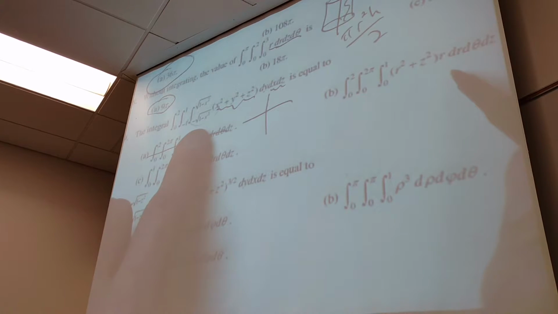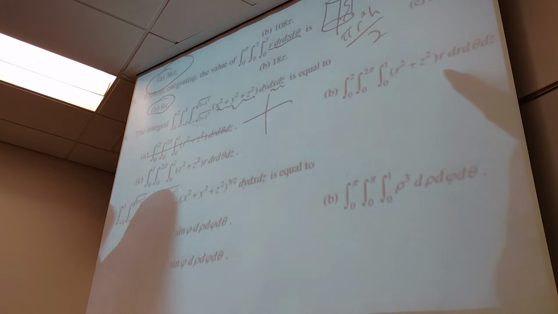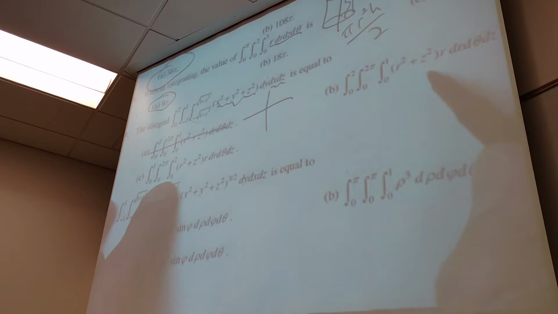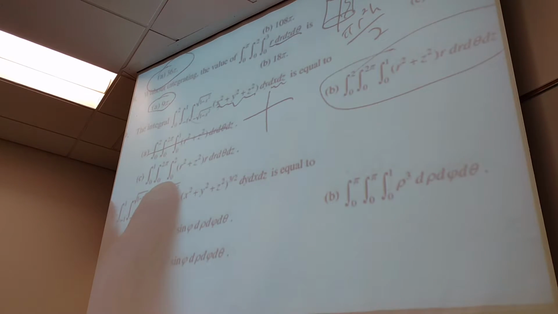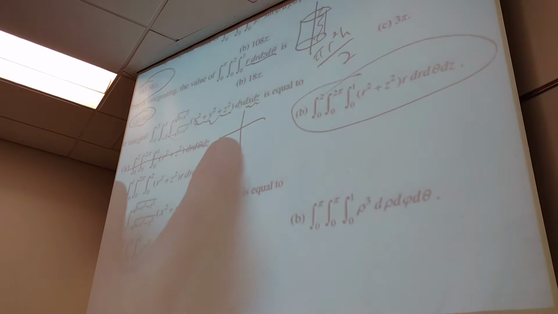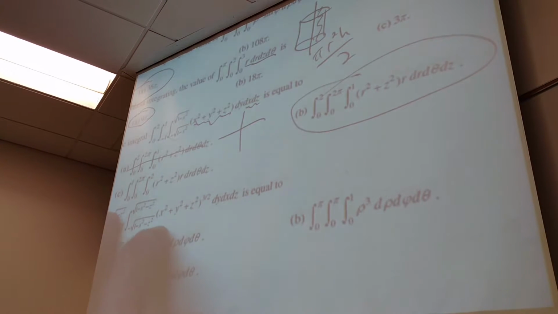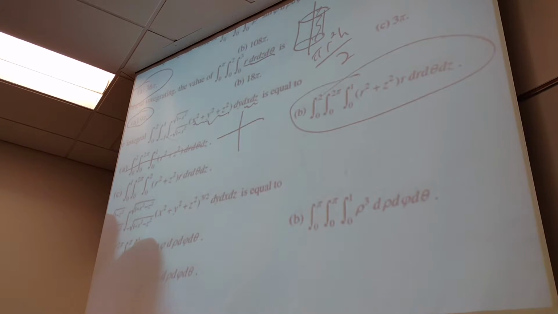Yeah, the radius is supposed to be 1, and the height is 2. So it should be this guy. But you could draw it all the way out. This is why I don't like giving multiple choice, because you can do what we just did, which is process of elimination, and not completely understand what's going on.